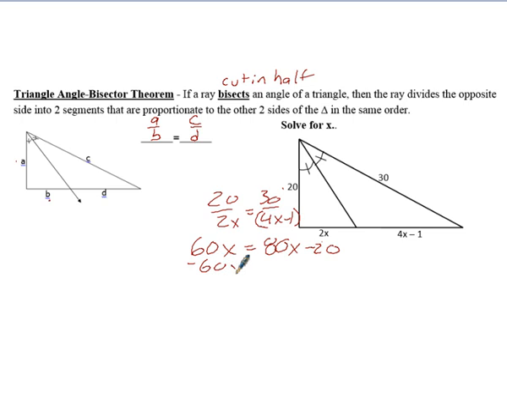Subtract 60x from both sides. Remember we can't have nothing over here, so that means we also have to add 20 to both sides. So those cancel out, and we are left with 20x is equal to 20. Divide both sides by 20, and we get that x is equal to 1.